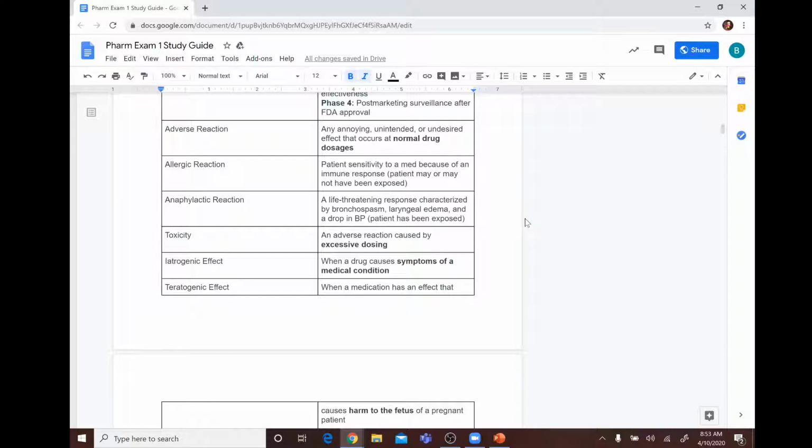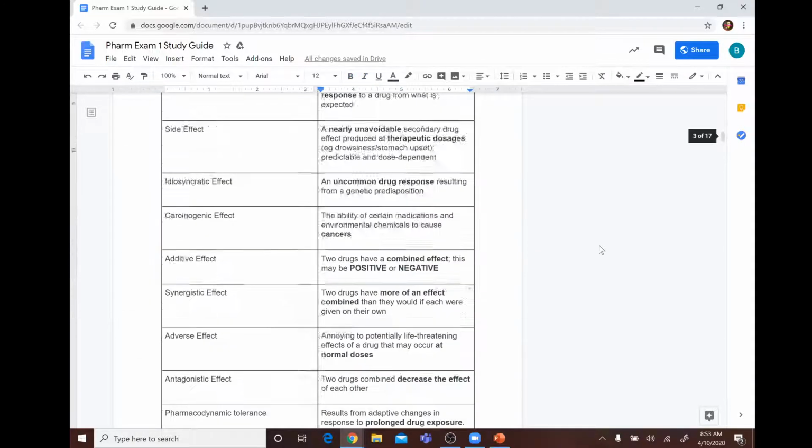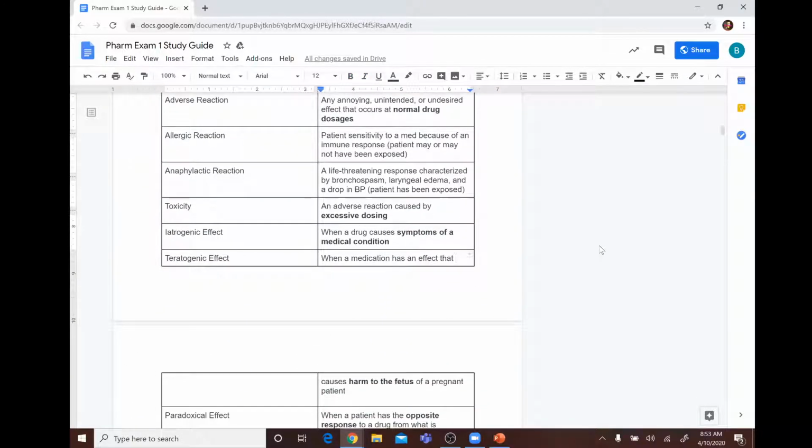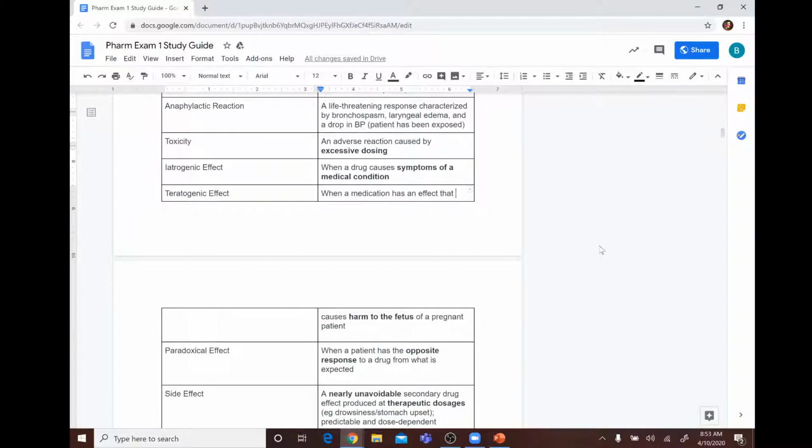What is an anaphylactic reaction? A life-threatening response characterized by bronchospasm, laryngeal edema, and drop in blood pressure. They have been exposed. What is toxicity? Adverse reaction caused by excessive dosing. What is an iatrogenic effect? When a drug causes symptoms of a medical condition. Tell me about teratogenic effects. When a med harms the fetus of a pregnant patient.